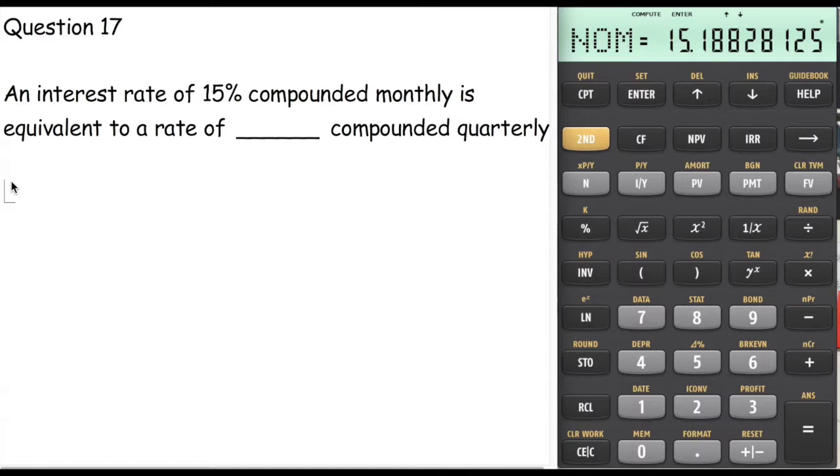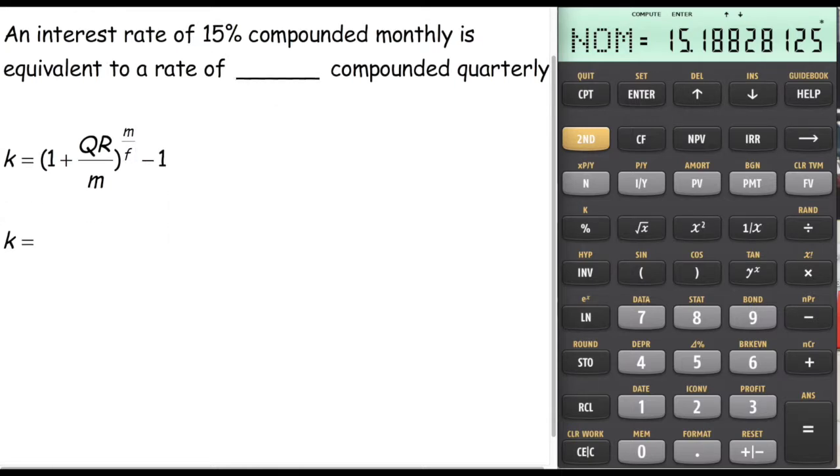Now that you know how to do this on the finance calculator, let's quickly have a look at how we would do this mathematically. Mathematically, the equation that you would be using is that K is equal to (1 plus the quoted rate divided by M) to the power of M over F, minus 1. Now in this expression, for QR, we're going to plug in the rate that is offered to us. So we're offered a rate of 15%, and so for QR, I'll simply put 0.15. For M, we're going to put down how this rate is currently compounded. Since this is a monthly compounded rate, M is simply going to be 12.